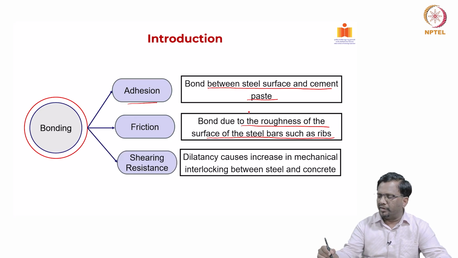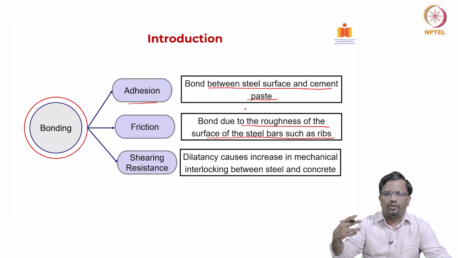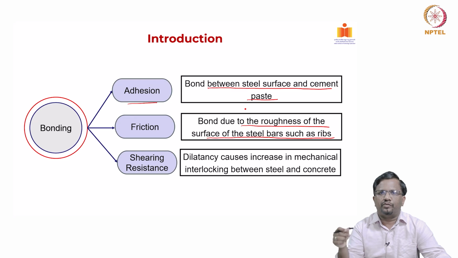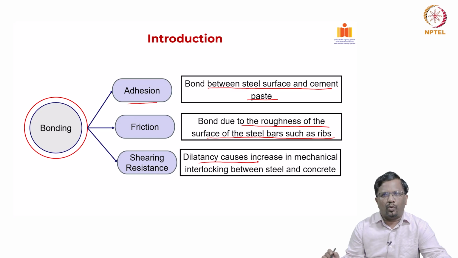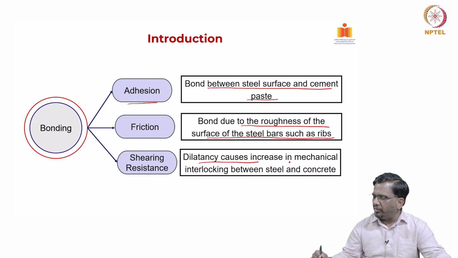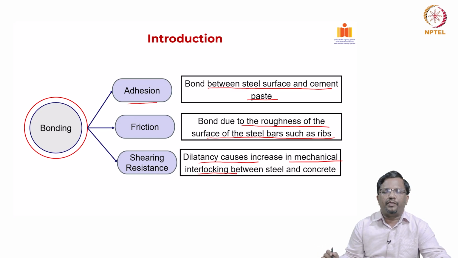So, it is a 7-wire strand. In a 7-wire strand, you know that around the central core wire, the remaining 6 wires are braided. So, there are a lot of gaps in which the concrete can fill in, and then it can create a lot of friction. Now, the next one is the shearing resistance. This is actually happening because of the dilatancy or the volume change that increases the mechanical interlocking between the pre-stressing steel and the concrete. So, these are the 3 main components through which the bond is developed.